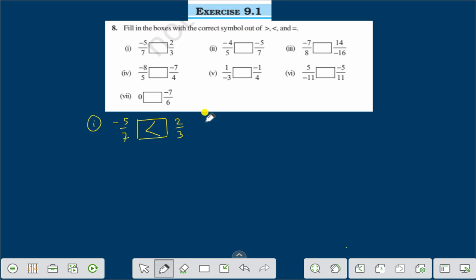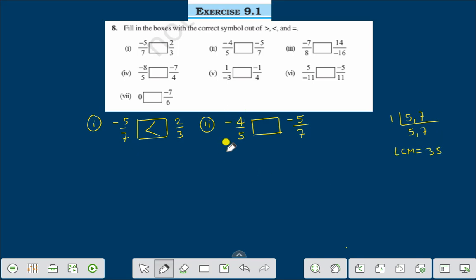Now question number 2. Question number 2 is minus 4 by 5 and another number is minus 5 by 7. Now here you see both the denominators are different, therefore you have to make the denominators same, right? Therefore you take the LCM of 5 and 7. If we divide by 1, it comes to 5, 7. That means LCM is 5 into 7, that is equal to 35.